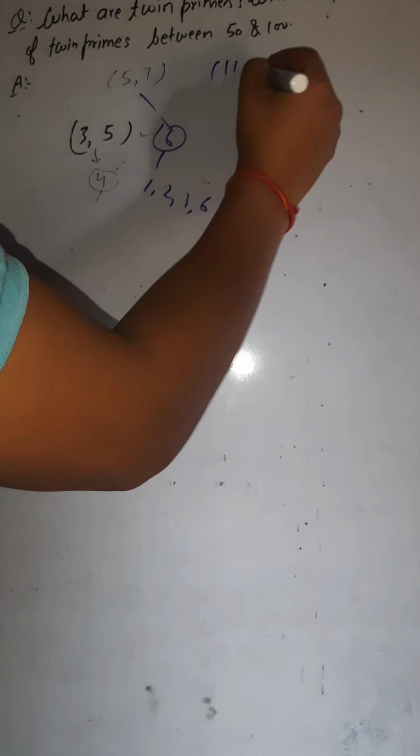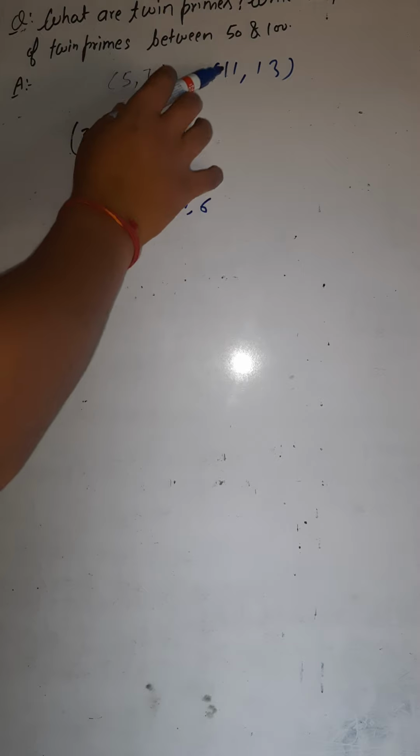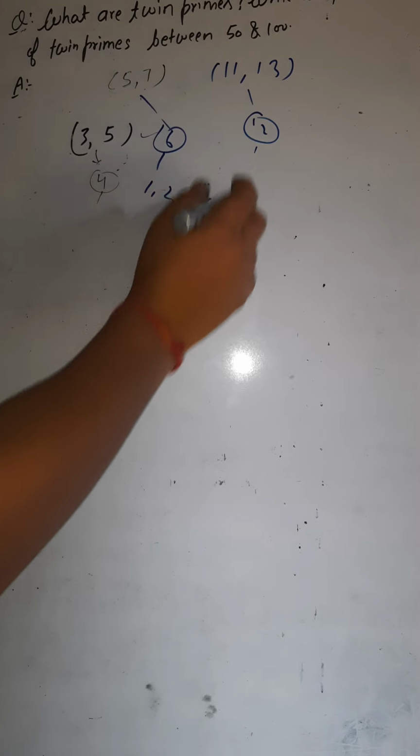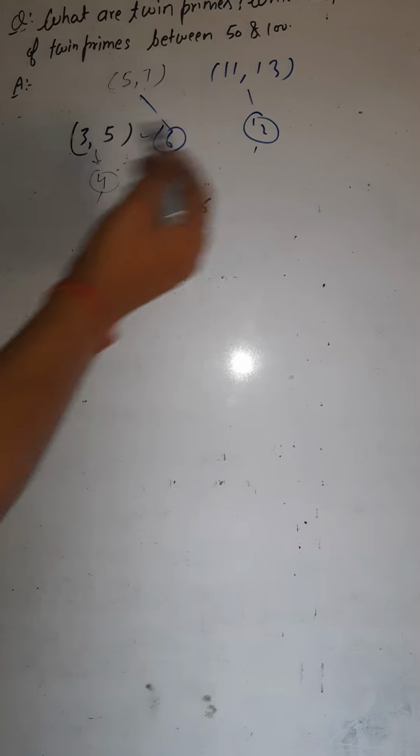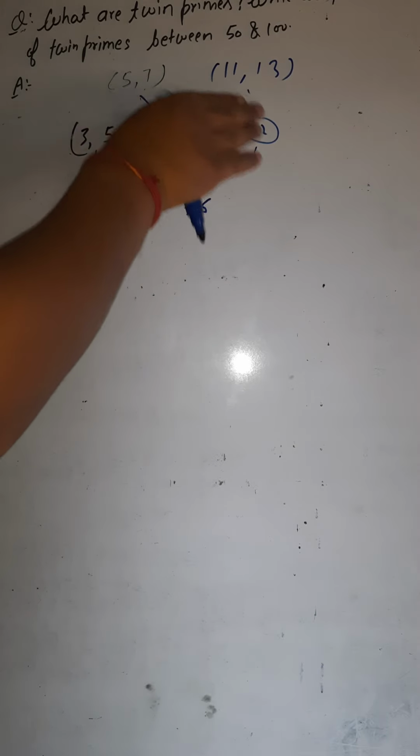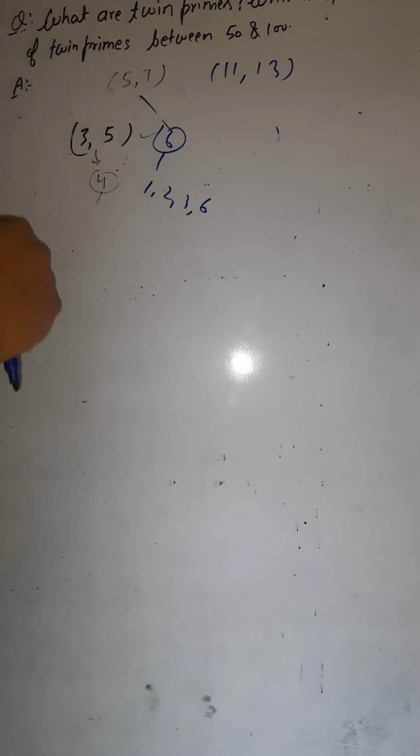And any other number? Yes, can you tell me any other number? Yes, 11 and 13, these are also twin primes. Why? Because if you see, there is a gap of one composite number between them. What comes after 11? There is 12. So 12 is a composite number because 12 has more than 2 factors. So there is a one composite number gap between 11 and 13, and both are prime.